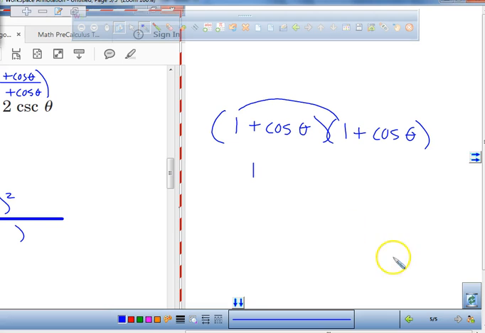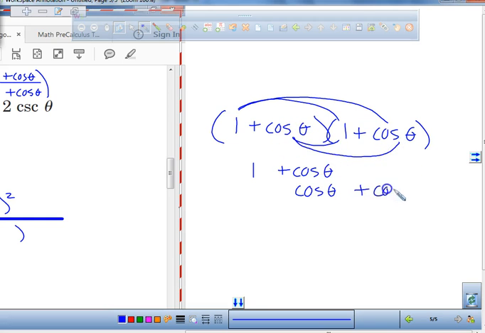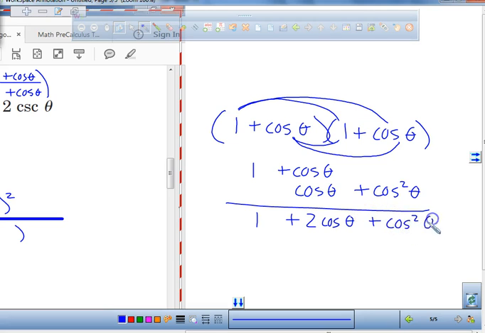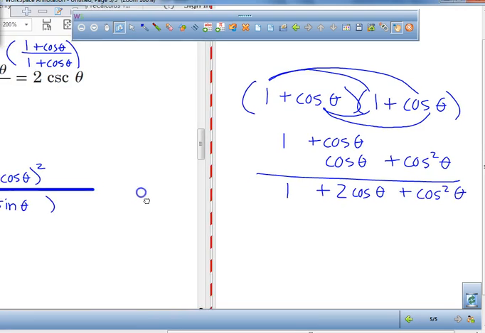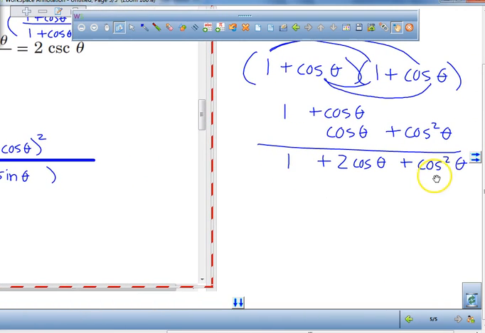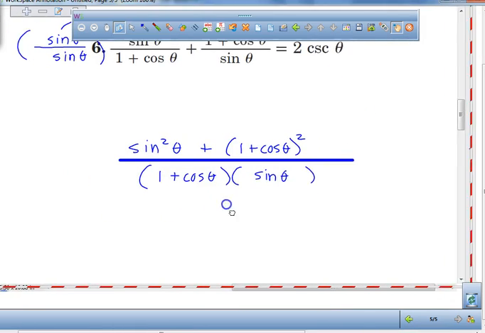1 times 1 is 1. 1 times cosine is cosine. Cosine of theta times 1 is another cosine of theta. Ooh, and a cosine of theta times a cosine of theta gets us a cosine squared of theta. Now, by the way, before we get too excited, what do we have left? We've got a 1, we've got a 2 cosine of theta, and we have a 1 cosine squared of theta. So let's take all of this, everybody. Let's transfer it. Right. Got that down? Take that, we're going to transfer it over.